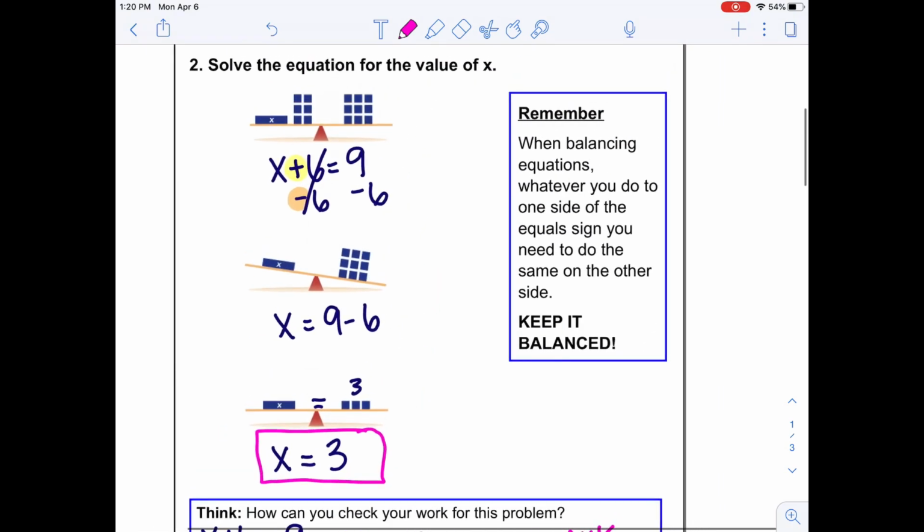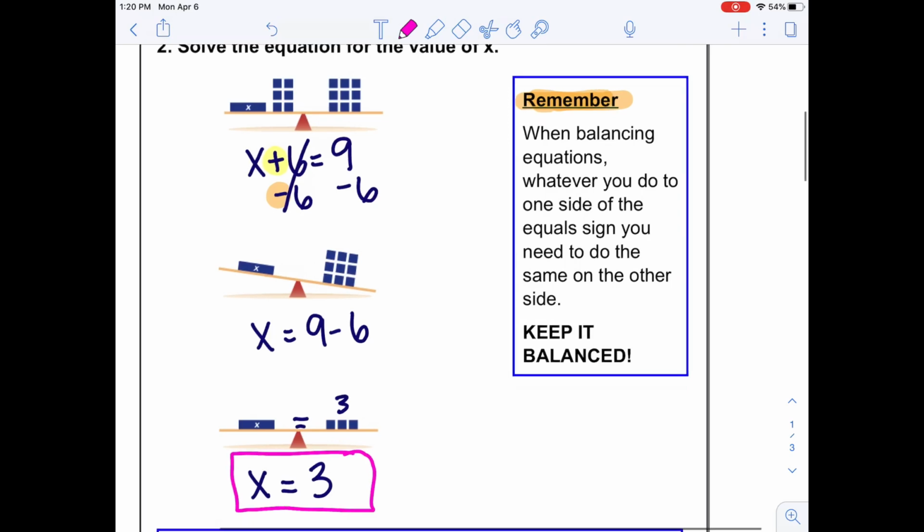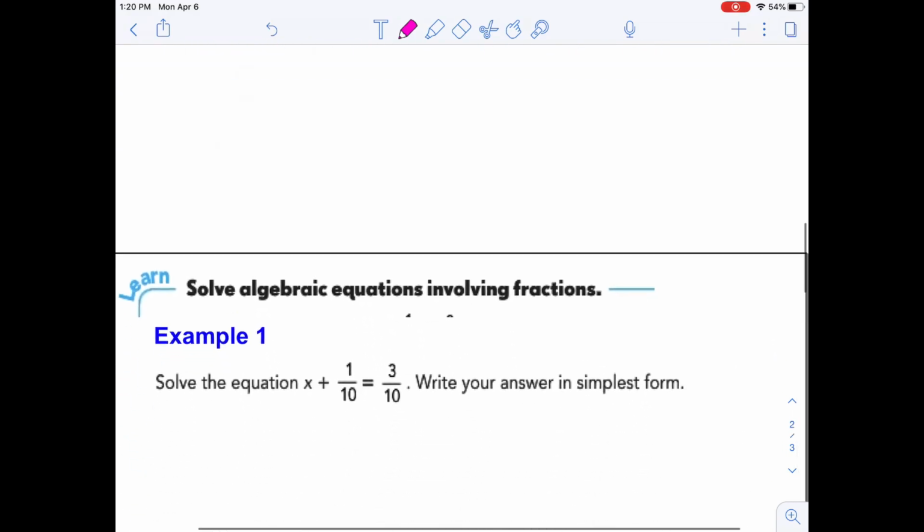One last thing I want to point out on this page is this other blue box over here, this remember. Again, anytime you're solving these algebraic equations, whatever you're doing to one side, you need to do to the other side of the equal sign to keep it balanced, just like a scale. And through the pictures that we showed with the example on the left, keep it balanced. Something to remember. Okay, let's move on to the next page.